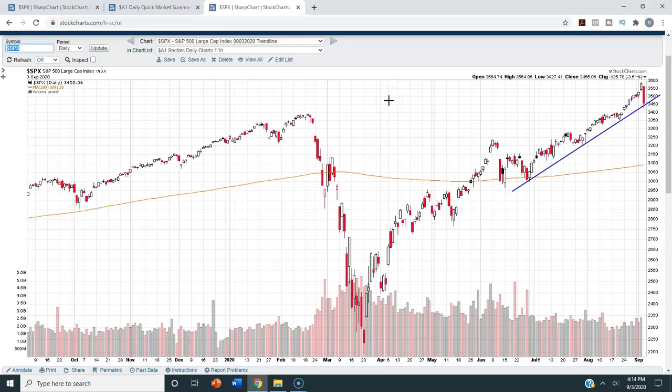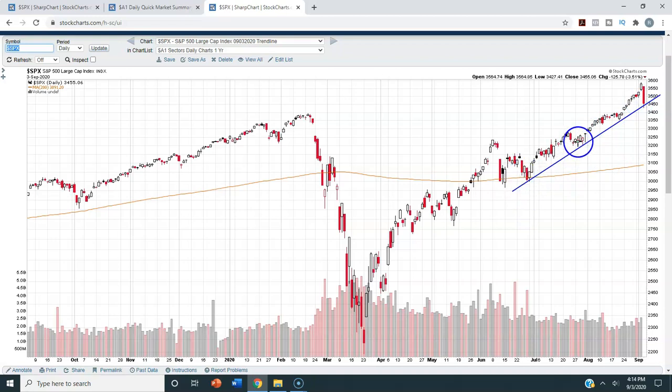Next, let's take a look at a 1-year daily chart of the S&P 500. So each candlestick does represent 1 day of trading on this chart, and the orange line is the 200-day moving average. This blue line is where we're going to start. This is a trend line that I've drawn across the bottom of the uptrend that we've had that's been intact really since the end of June.